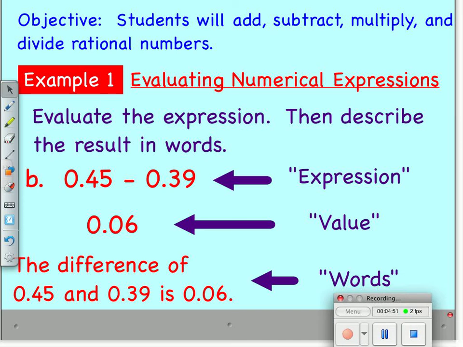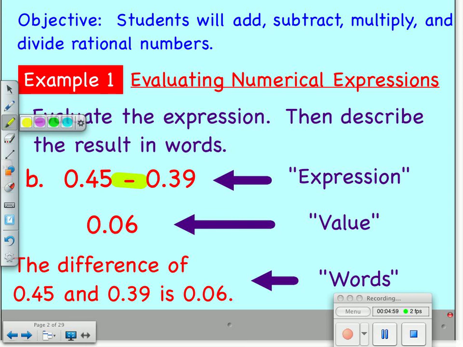So now again, I'm going to ask you to pay particular attention to that vocabulary. As you can see, this is a subtraction problem. When we have subtraction, we use the word difference. So make sure you pay special attention to that: when we have subtraction, we use the word difference.